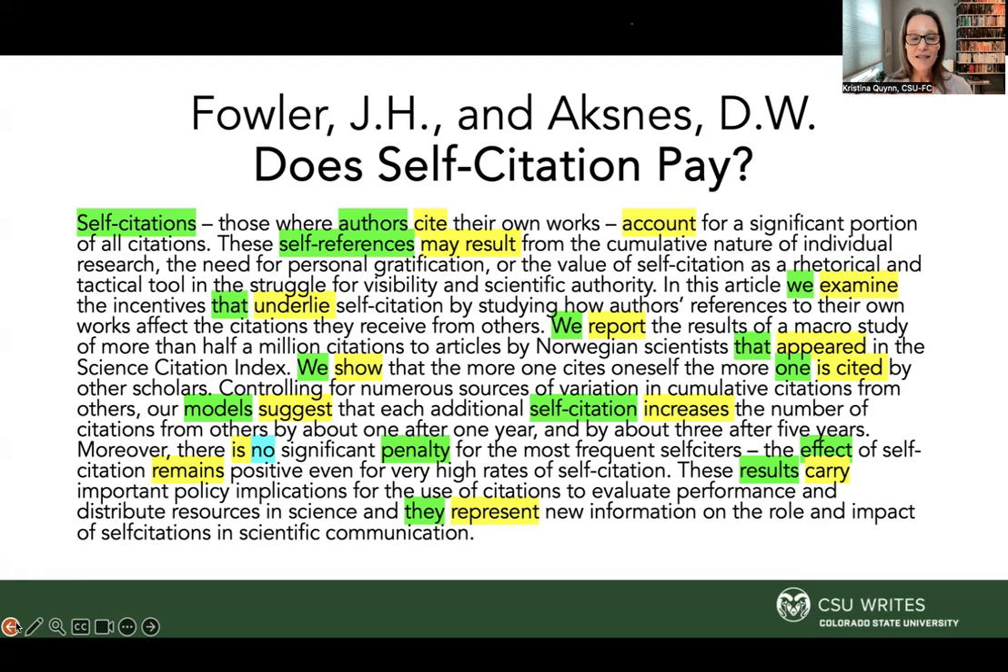One is cited. Model suggests. Self-citation increases. Penalty is, that sentence structure is odd, but just trust me, penalty is the subject of that sentence, and it goes back to is the verb. Effect remains, results carry, and they represent.